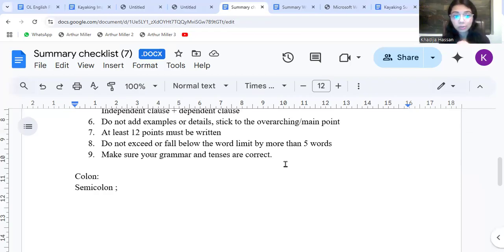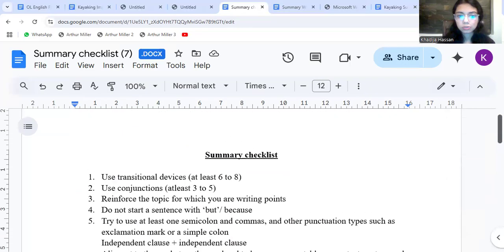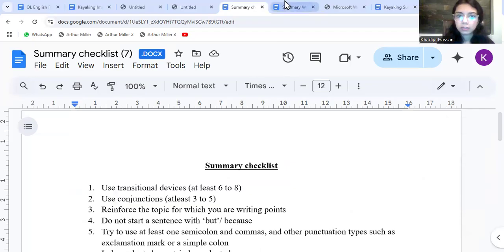Your word limit is 150 words, so you can exceed it by 5 words. So you can go till 155, or you can fall below the word limit by 5. So 145 to 155 is your boundary, right? You can't go past that. Make sure your grammar and tenses are correct. So this is what a colon looks like, and this is what a semicolon looks like. You guys can watch my video on grammar rules to further learn about this.